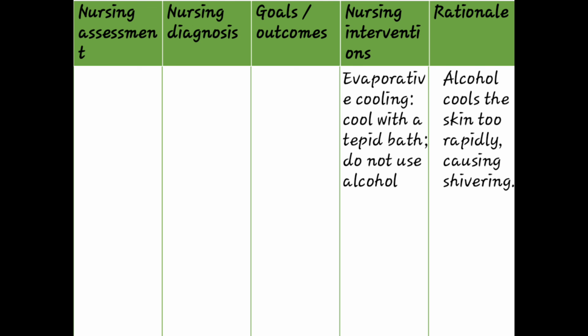Then evaporative cooling we have to do. So cool with a tepid bath. Do not use alcohol. So we can cool the patient with a tepid sponge bath. We should not use the alcohol, because alcohol cools the skin too rapidly and it can cause shivering and the patient can go into hypothermia. So we can recover the patient from the hyperthermia, but the patient can go into the hypothermia, which is a more severe form.